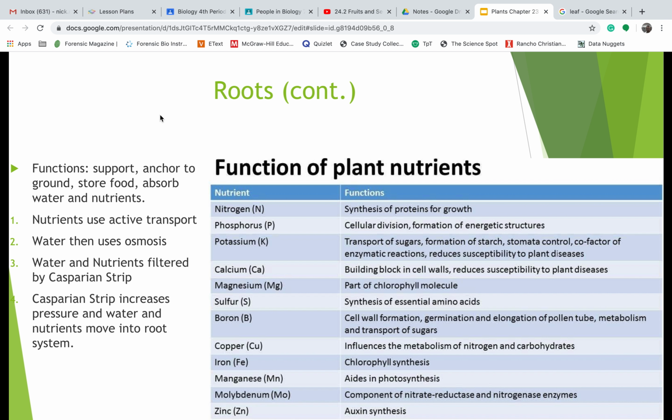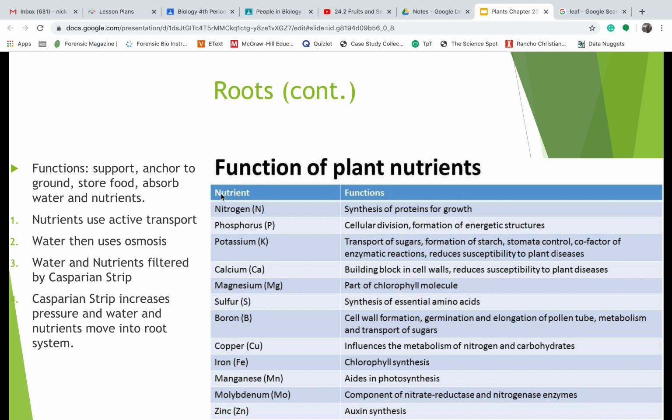A couple things about the roots. Their functions: support, anchor, ground, store food, absorb water and nutrients. Nutrients use active transport. Water then uses osmosis. Water and nutrients are filtered by what is called a Casparian strip. This increases the pressure. So that talks about how they get transported.